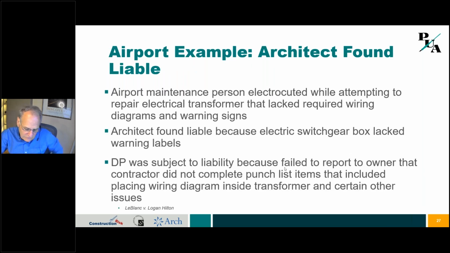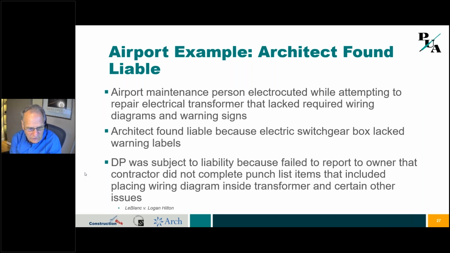Now, this next one is a case where there was an airport. This was in Boston. An airport maintenance person was electrocuted while he's attempting to repair an electrical transformer. And this transformer was in one of these metal boxes on a wall. What happened was the box didn't have the right wiring diagrams and it didn't have the right warning signs. And when the architect had done the punch list with the contractor that built this thing, it was noted that this had to be taken care of on the punch list. There needed to be warning signs in there. It needed to show what wires went to what wire, what was hot, what was not.